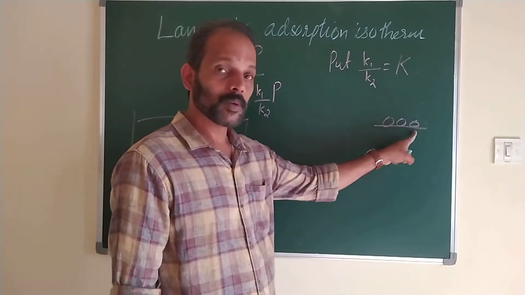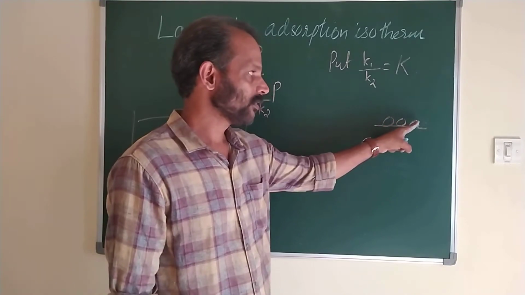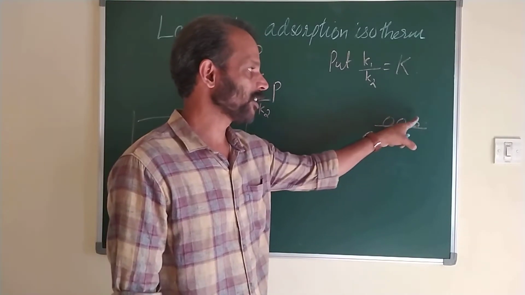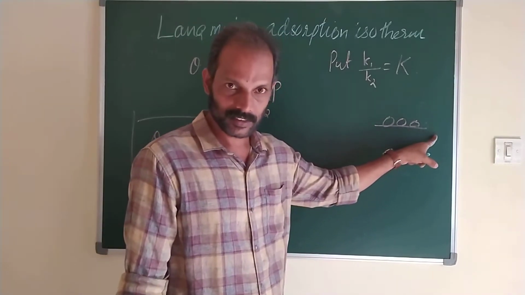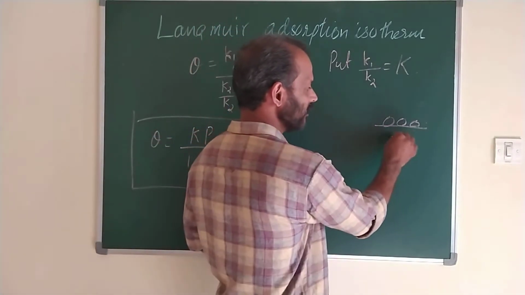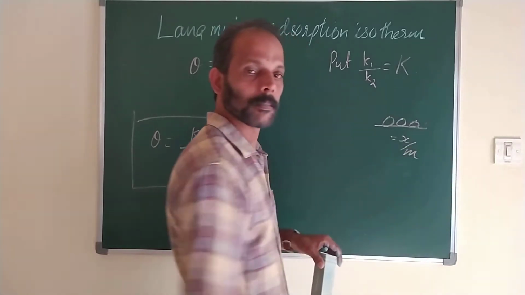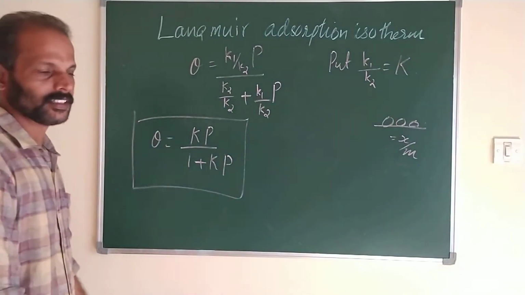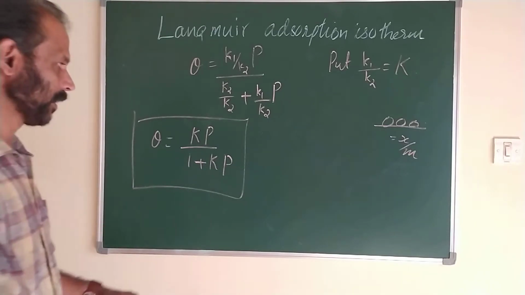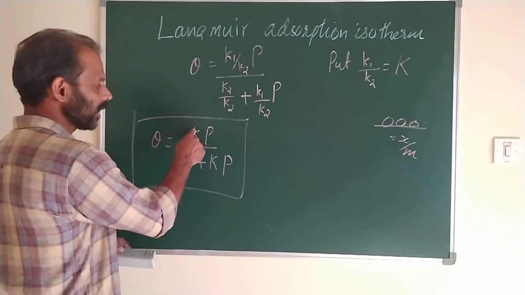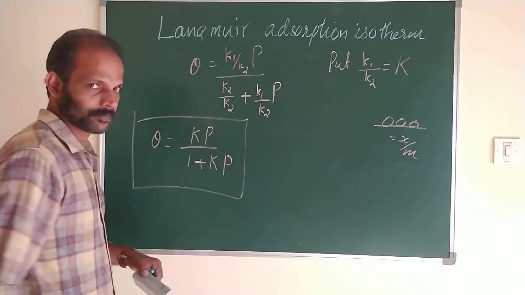What is the fraction of molecules occupied? Number of molecules, that is amount of adsorbate, adsorbed on a definite amount of adsorbent. Simply, which is equal to x by m. Right? Theta is equal to x by m. So theta is equal to Kp divided by 1 plus Kp.